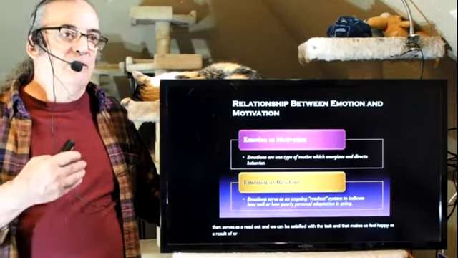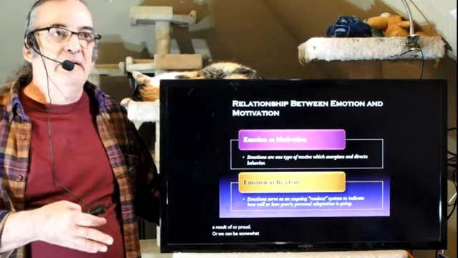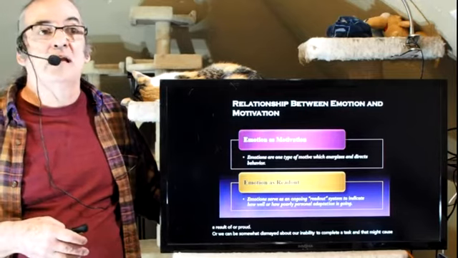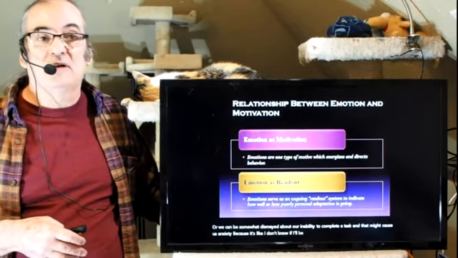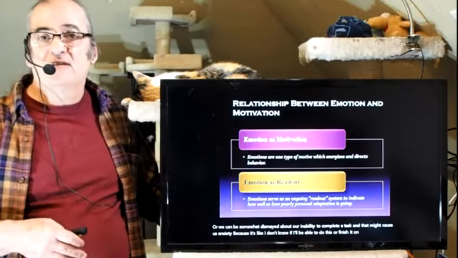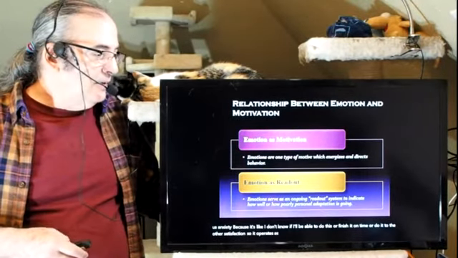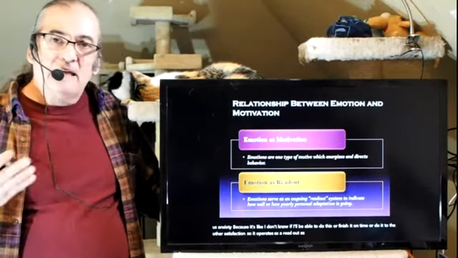Or we can be somewhat dismayed about our inability to complete a task, and that might cause us anxiety because it's like, oh, I don't know if I'll be able to do this or finish it on time or do it to the other's satisfaction. So it operates as a readout as well, right? So, in that evaluative process.